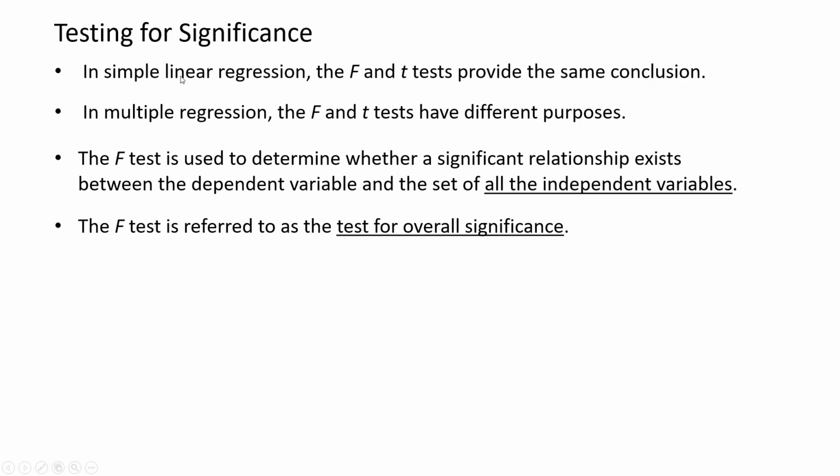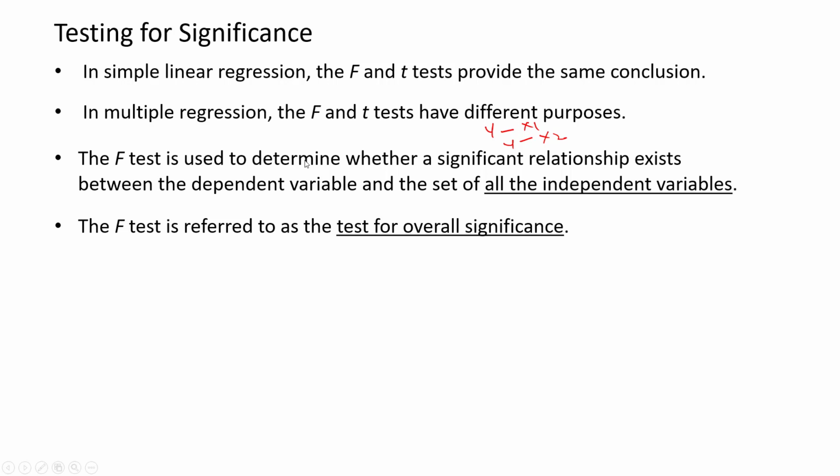Testing for significance is already discussed, and I already showed that in simple linear regression the F and T tests provide the same conclusion. So in simple linear regression I discussed with you that from the p-value you can decide to accept or reject. In simple regression you have only one independent variable. In multiple regression you have more than one independent variable. That is why the F and T tests have different purposes. Because in the T test in multiple regression analysis we need to compare the dependent variable y with x1, and we also want to compare the dependent variable with x2. That is why they have different purposes.